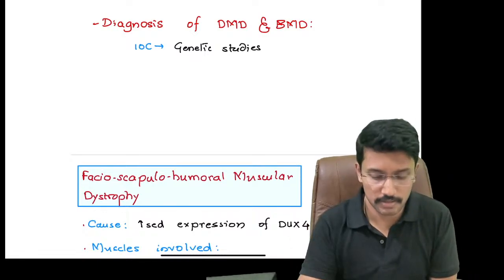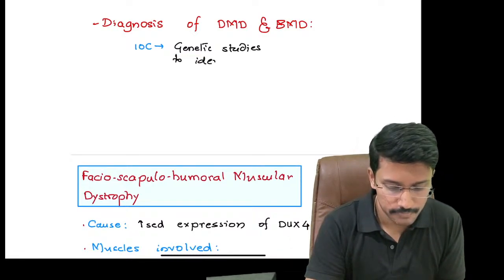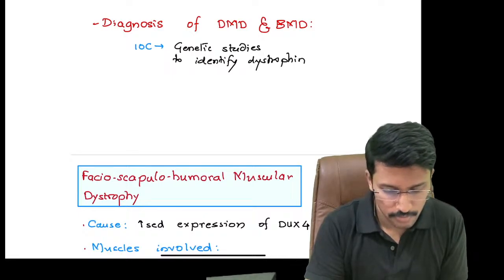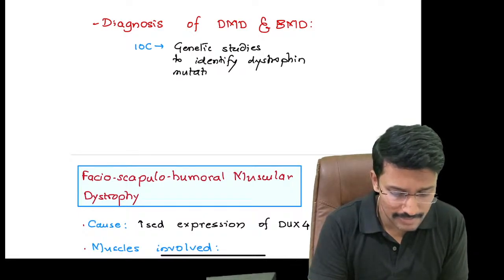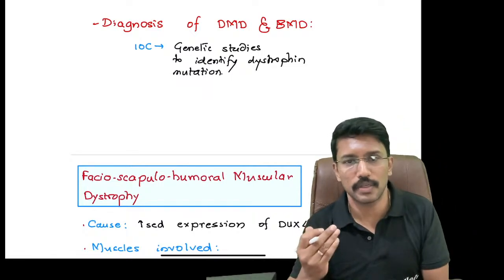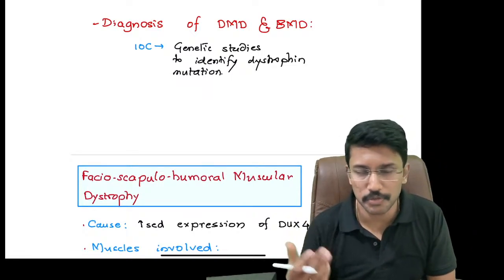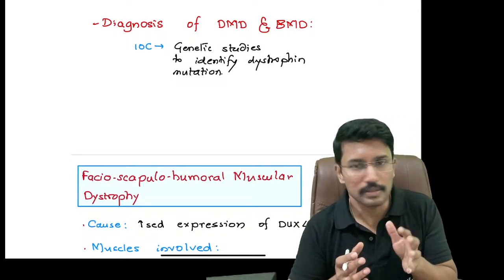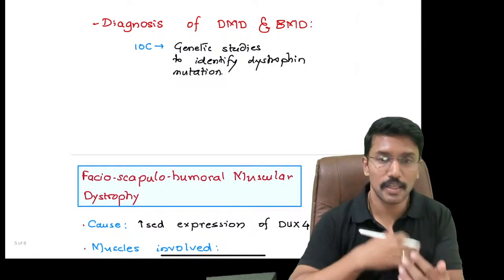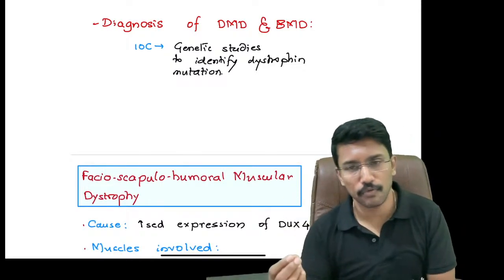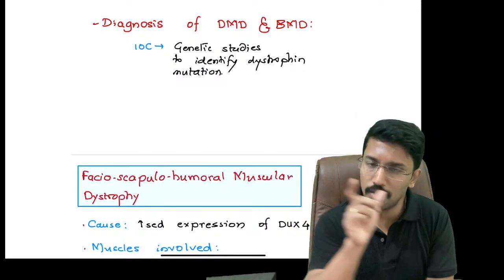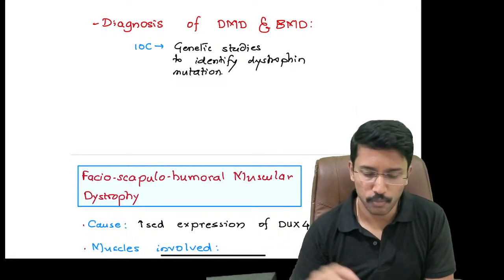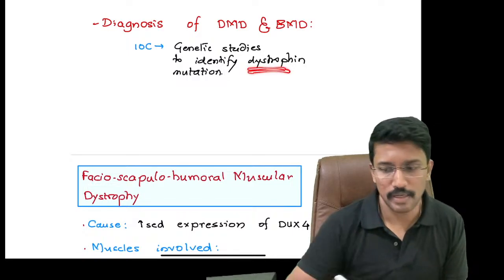There are various types of genetic studies to identify dystrophin mutations. If there is absolutely no expression of dystrophin, then we know that it is Duchenne muscular dystrophy. If there is reduced expression of dystrophin, then we know that it is Becker's muscular dystrophy. So what sample should we take for this? It is not the muscle, right? We take the circulating blood leukocytes, extract the DNA from that, and then see if the dystrophin is normal or not. That's how we make a diagnosis of Duchenne or Becker's muscular dystrophy. For both of them, it is the same investigation.